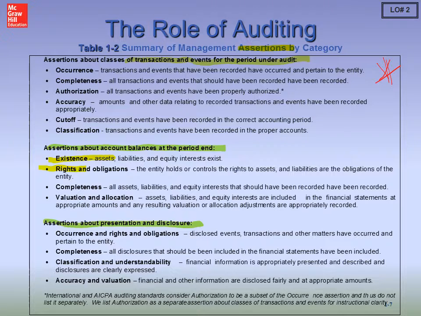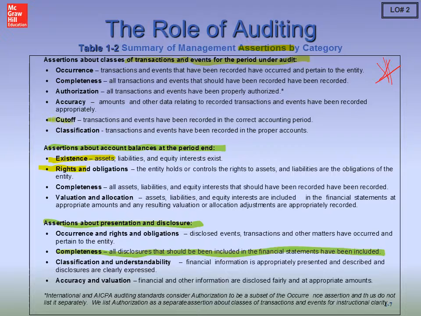Okay, when we talk about presentation and disclosure, I want you to think of footnotes. For example, have all disclosures that should have been included in the financial statements been included? And disclosures really talks about footnotes. Now, if you look, you can see that not every assertion appears in every category, but several of the assertions are repeated in the different categories.